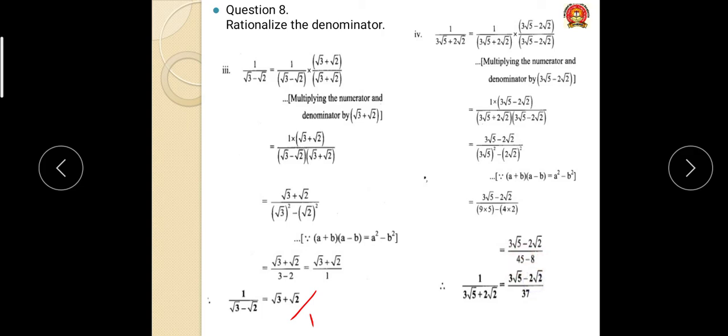45 minus 8, you will get 37, and therefore the denominator is rationalized. Is it a rational number? Yes. So it is rationalized. So students, what is our homework? Question number 8, the first and second parts.